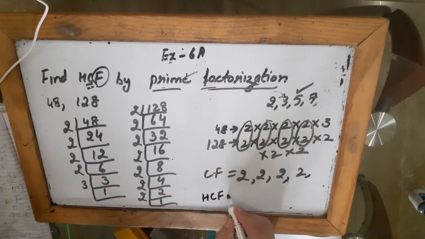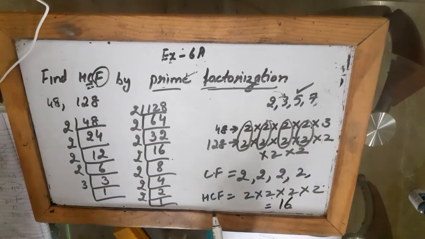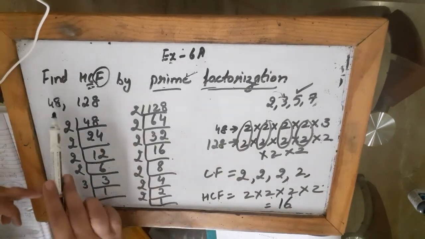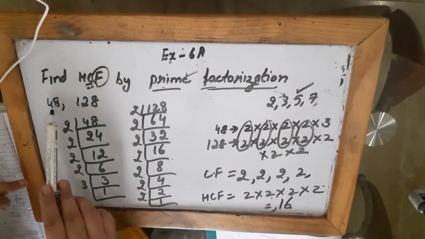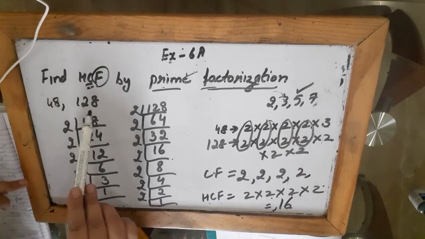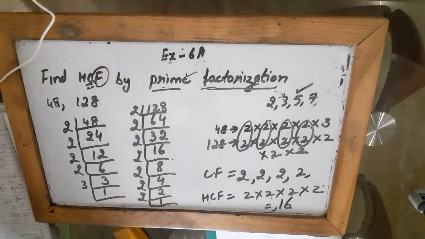Now in order to find out the HCF, I'll multiply all these common factors. 2 2s are 4, 4 2s are 8, 8 2s are 16. So it means the highest common factor for both these numbers is 16. So 16 is the greatest number which can divide 48 exactly and 128 exactly.